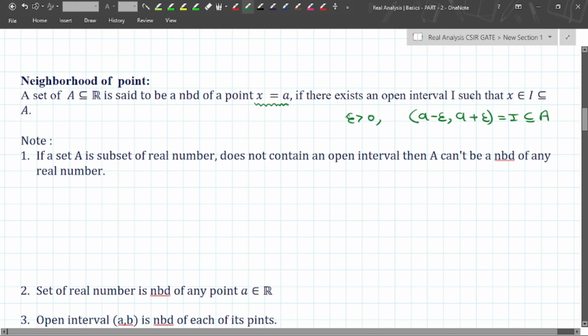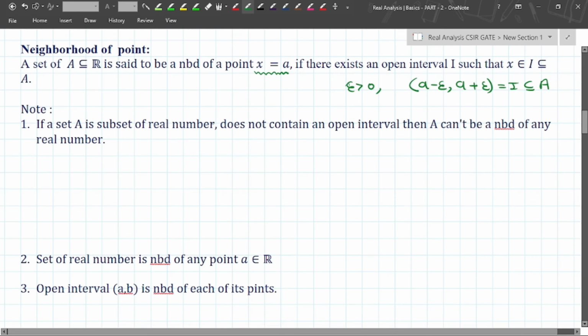Okay, now we have some note points. We will see. If a set A, a subset of real numbers, does not contain an open interval, then A can't be a neighborhood of any real number. For example, we can see the natural numbers. In the natural numbers, what is that? It is a discrete kind of thing: 1, 2, 3. While calculating the neighborhood, if I take A equal to 2, is there 2 minus epsilon or 2 plus epsilon whenever my epsilon is greater than 0? One thing is that epsilon belongs to the real numbers. Is it contained in the natural numbers? Of course not, it is not contained in the natural numbers.